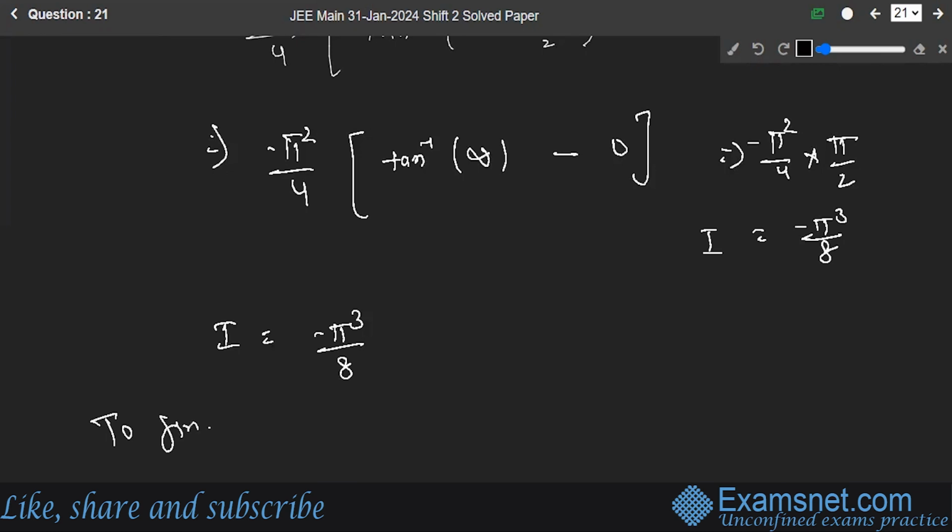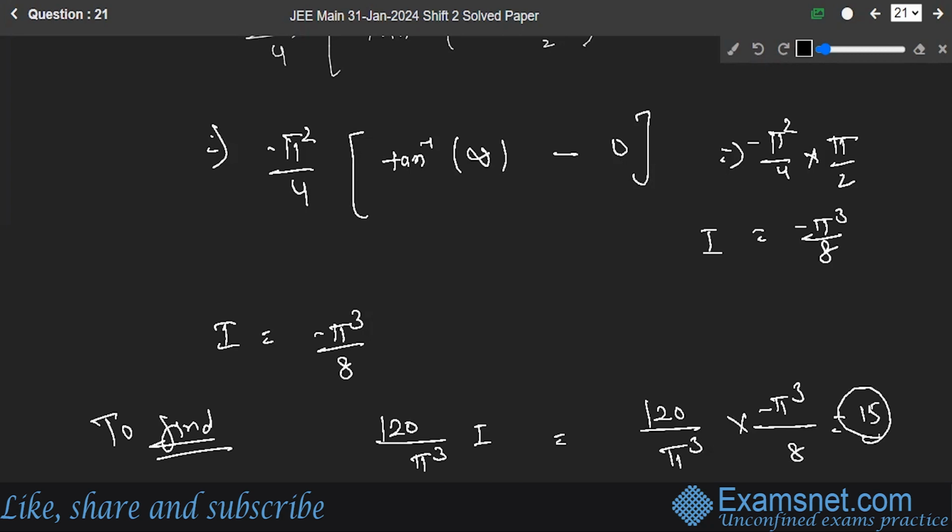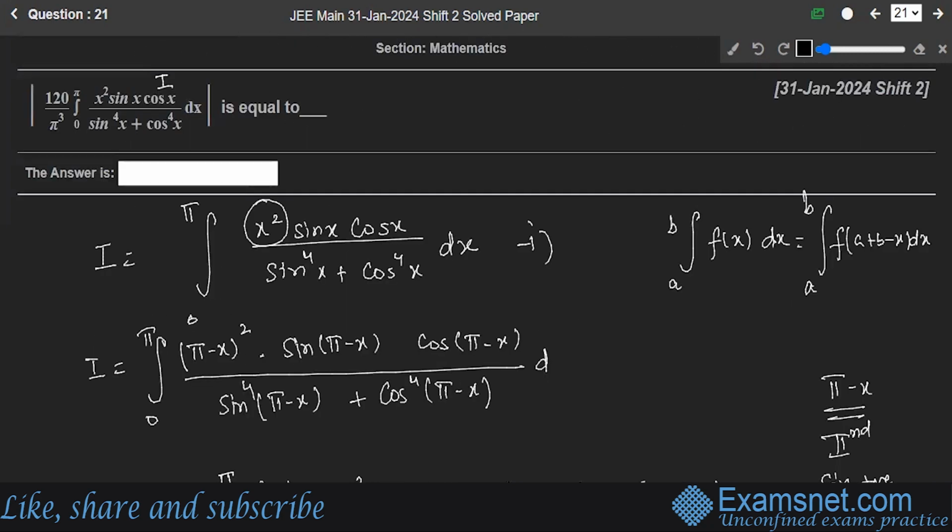What you had to find out was 120 upon pi cube into I. So 120 upon pi cube into minus pi cube upon 8 gives me 15. So this is the answer to the question: 15. Hope you're clear with this. Let's move to the next question.